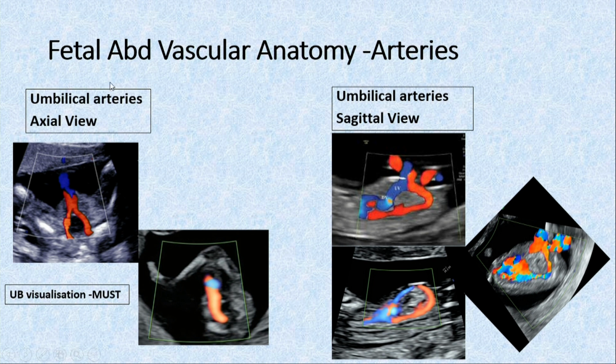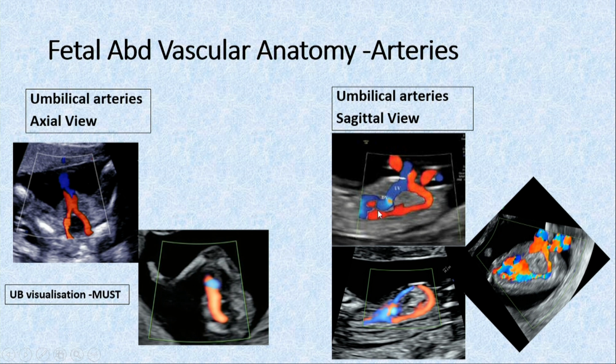The vascular anatomy in arteries, basically we have to see the umbilical arteries, single or two umbilical arteries. And the umbilical arteries basically are visualized in our axial section, which is the common section we take. And in the sagittal section also, we need to evaluate the umbilical artery.